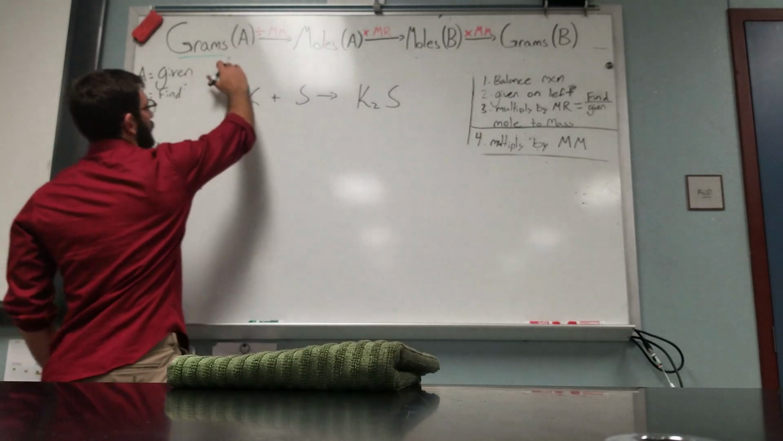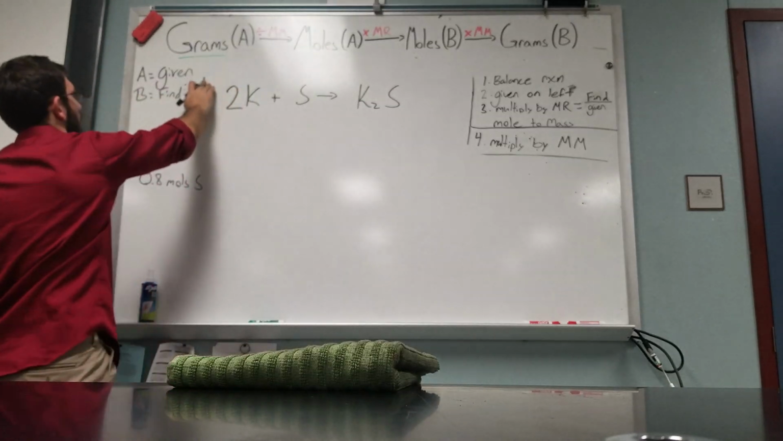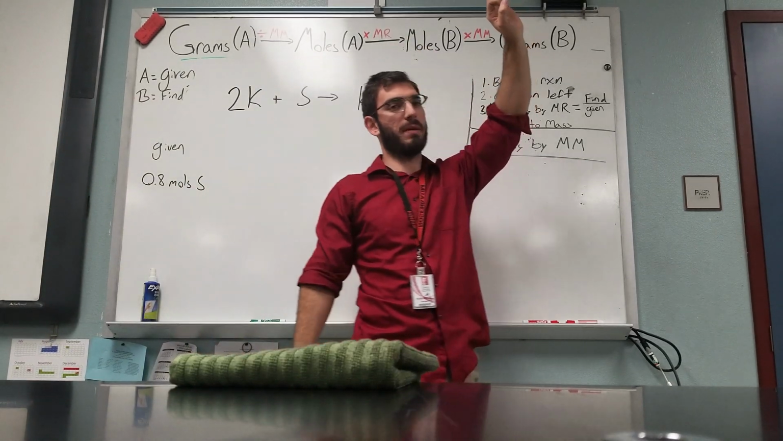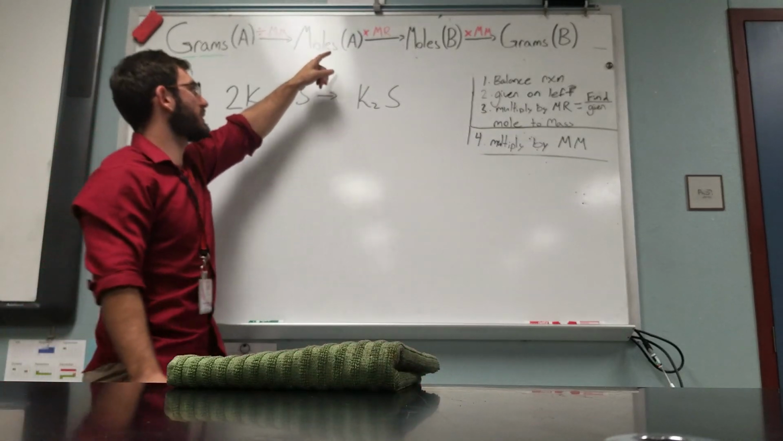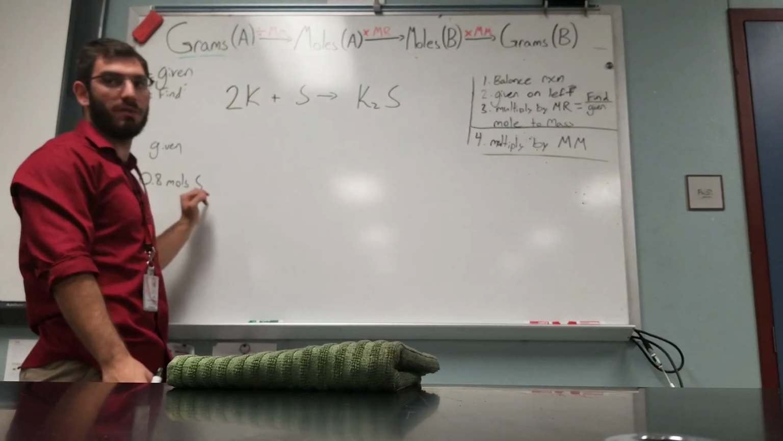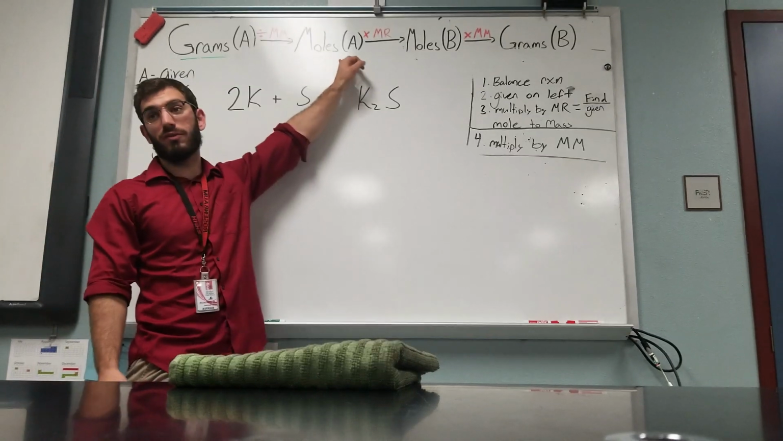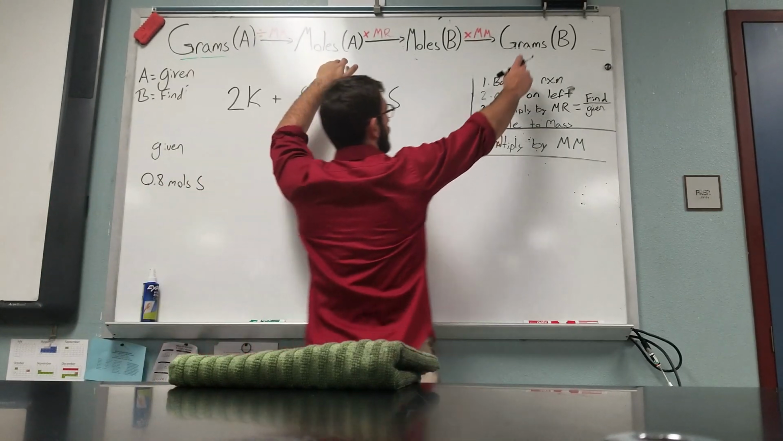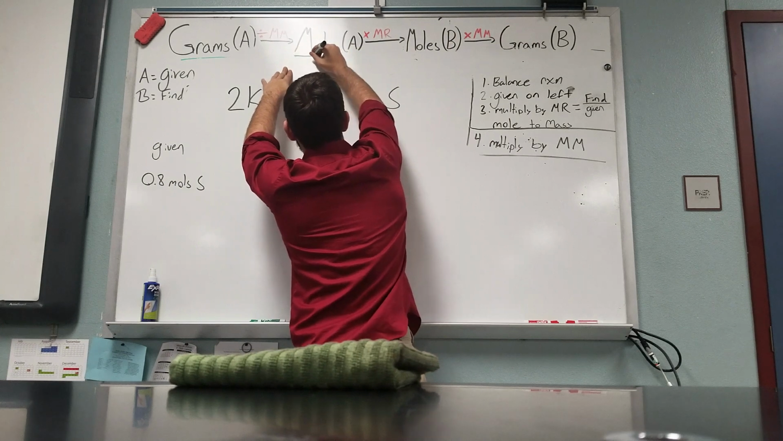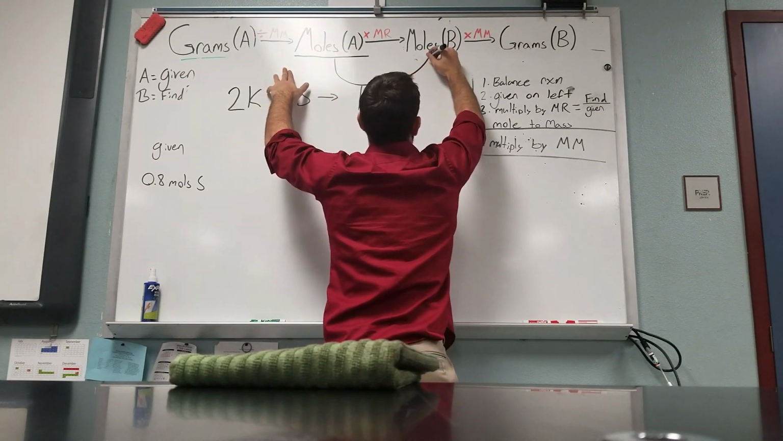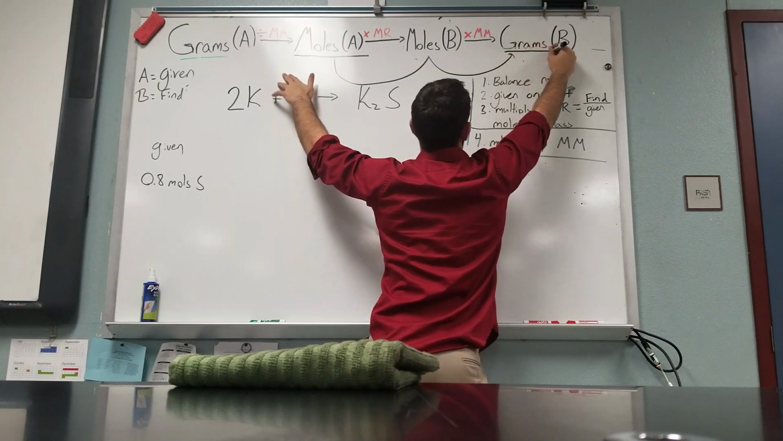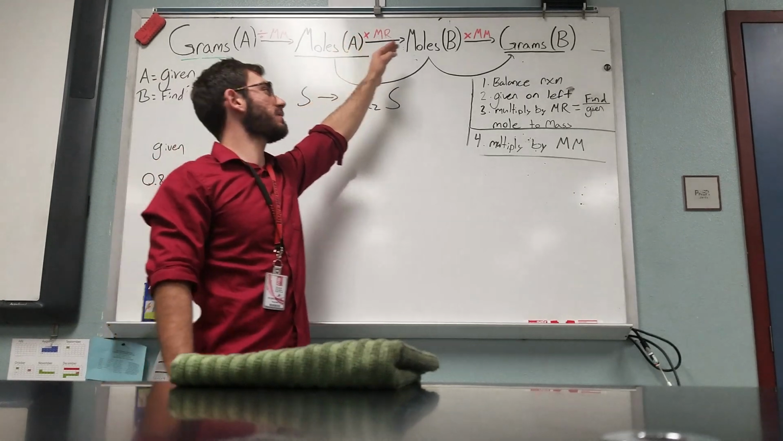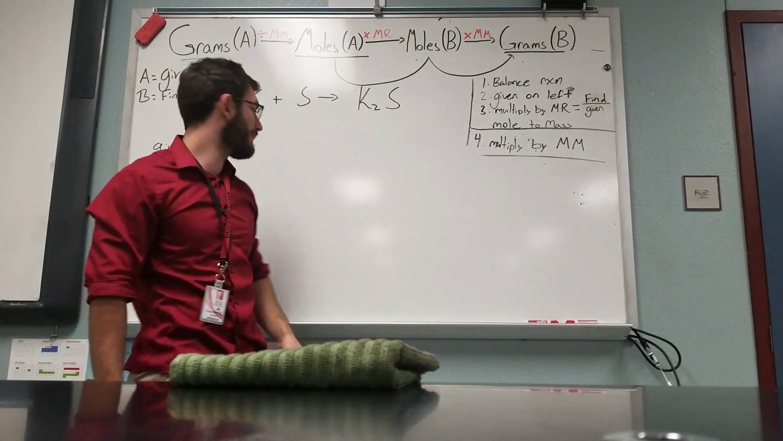Up here, I have your stoichiometry pathway. Grams of A, moles of A, moles of B, grams of B. A is what we're always given. In this case, we are given moles of S, which is moles of A. And it wants grams of potassium, so we have to get to grams of B. So we're going from moles of A all the way to grams of B, so we have to do all the steps in between. I have to convert the moles of A to moles of B by multiplying by the molar ratio.